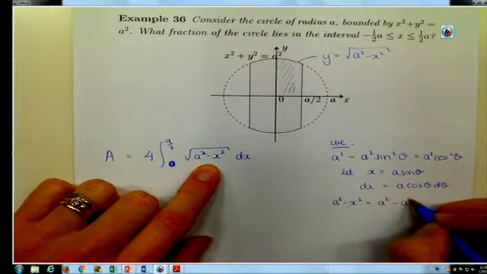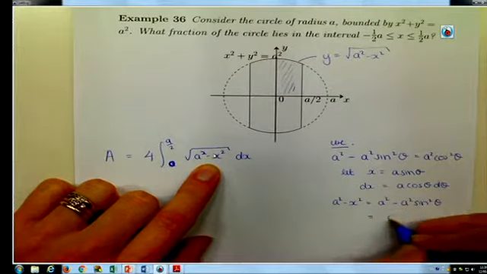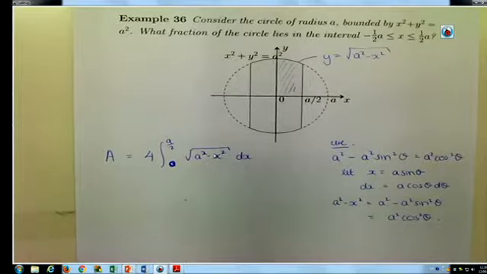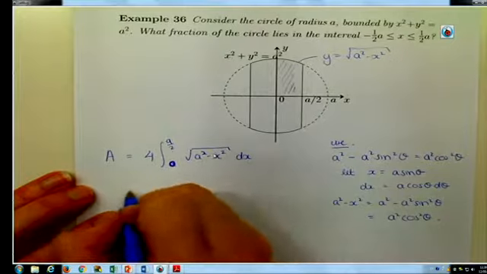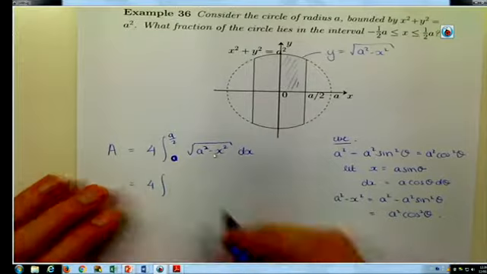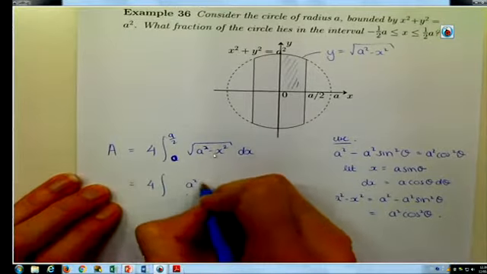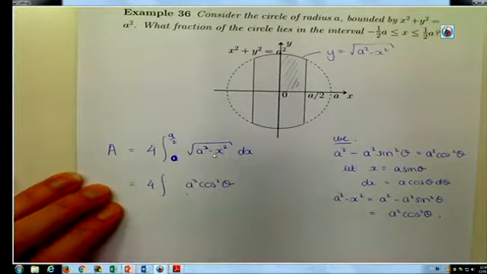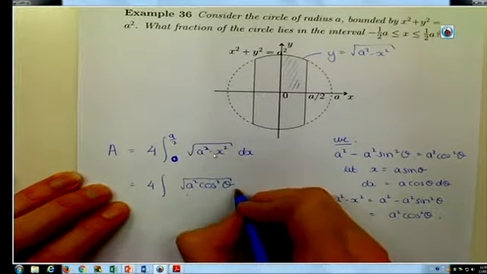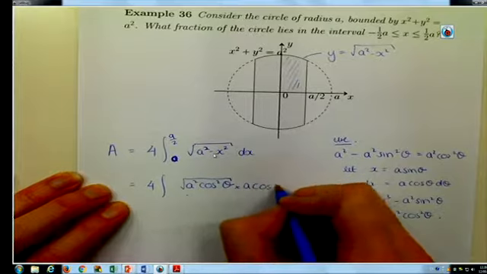A squared sine squared theta. There we go. Okay, so now we can substitute this stuff in. So I've got a 4. Now a squared minus x squared is going to be a squared cos squared theta, with the square root. And then we've got dx, and that's going to be a cos theta d theta.